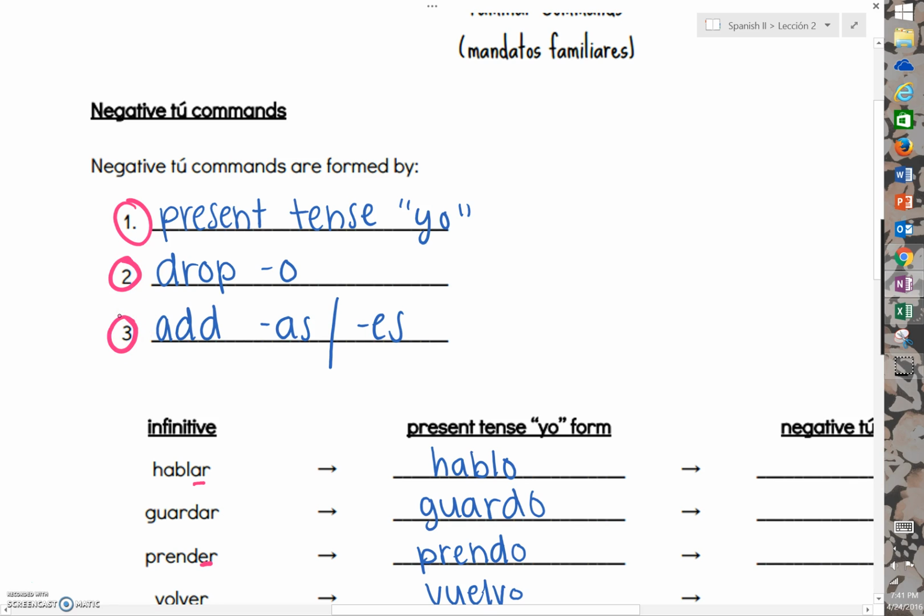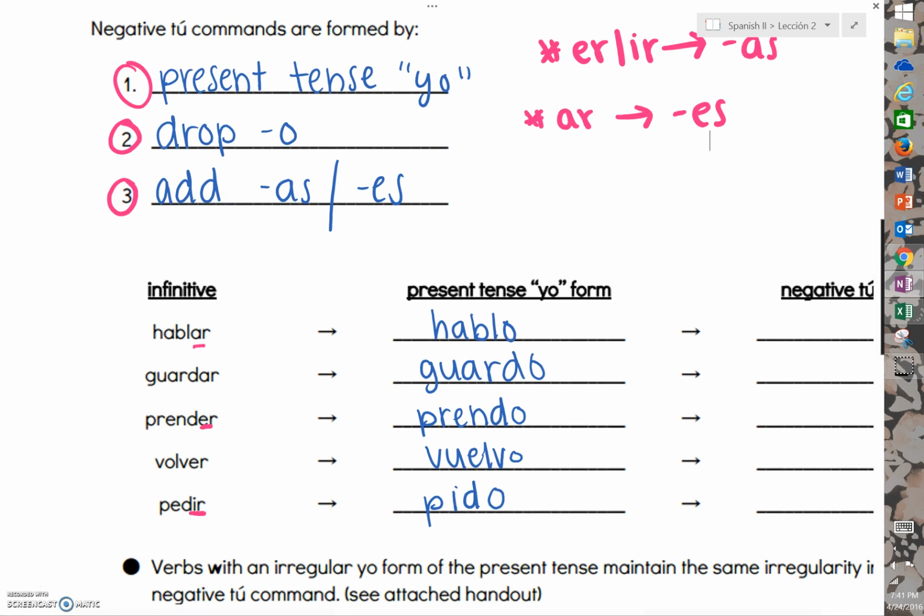This means that if you have an ER or IR verb, you are going to drop the O and add AS to the end of your command. If you have an AR verb, you are going to drop the O and add ES to the end of your command. Let's go through a few examples together. Like hablar. Hablar is an AR verb.